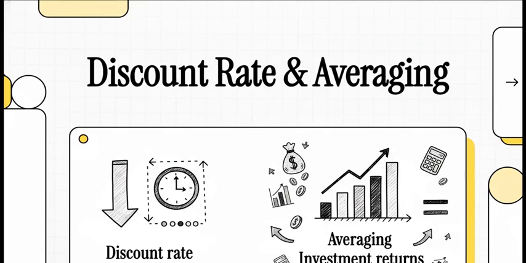All right, let's get into it. Today, we're breaking down two ideas that are seriously the bedrock of modern finance, but they can be a little confusing. First, we're going to demystify something called the discount rate. Think of it like a time machine for money. And then we'll get into the surprisingly tricky question of how to actually average your investment returns. So yeah, let's jump right in.